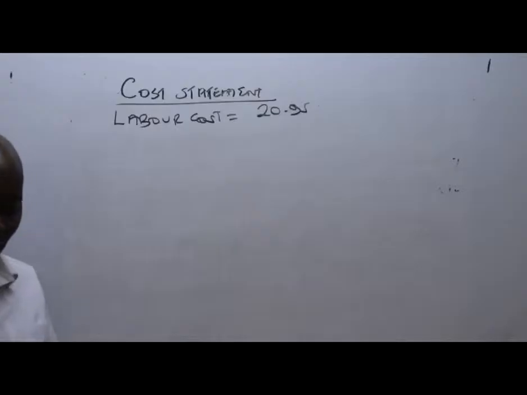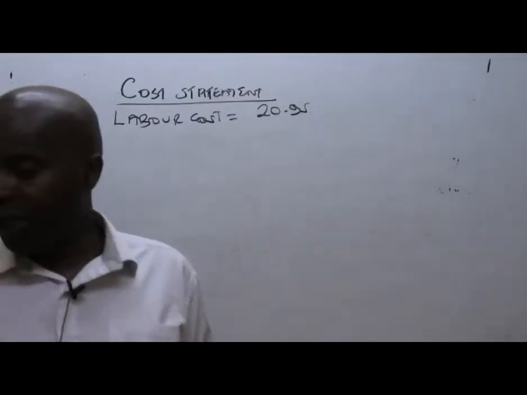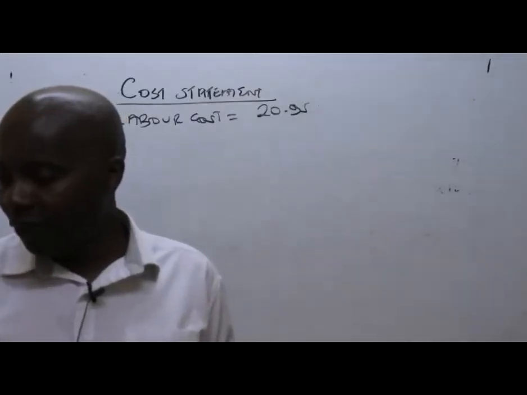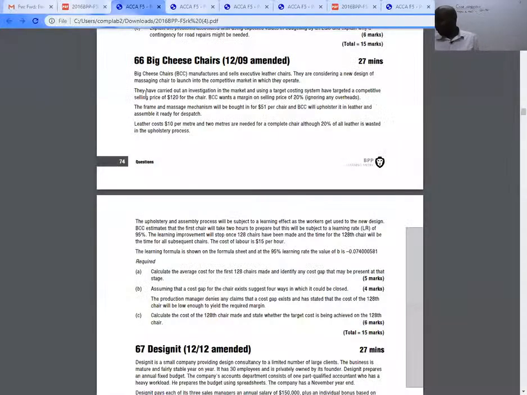How about materials? What have they told us? For materials, they've carried out an investigation in the market and using a target costing system have targeted a competitive selling price. There is a frame and massage mechanism that will be bought in for 51. So we have a frame. Of course, each chair will take one frame. So that is 51.